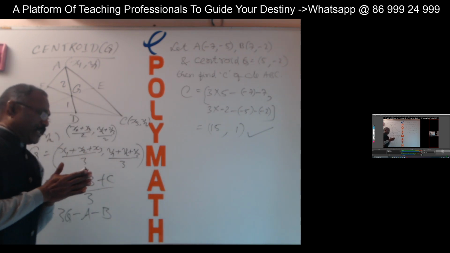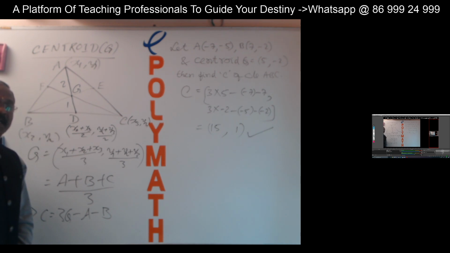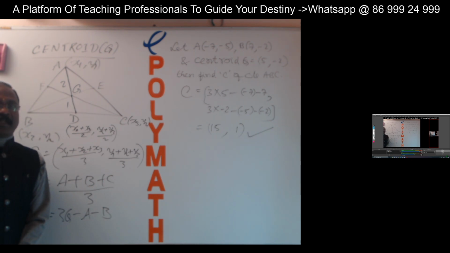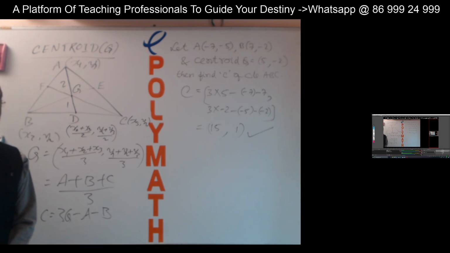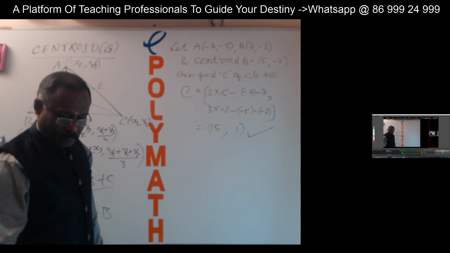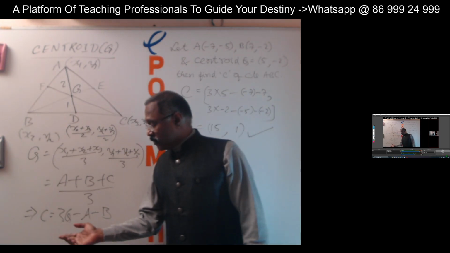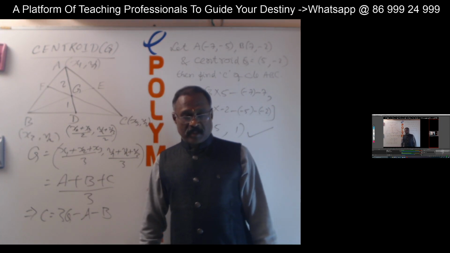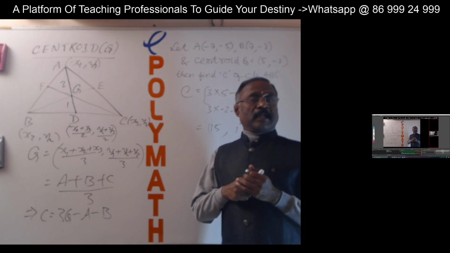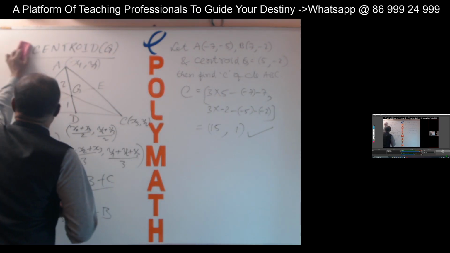I hope you understand what I did using this formula, 3g minus a minus b. You can find out the third vertex of a given triangle when two vertices and the centroid are given. Like that, you can apply the short form of this. That's about the centroid. Now, let us move on to the orthocenter.